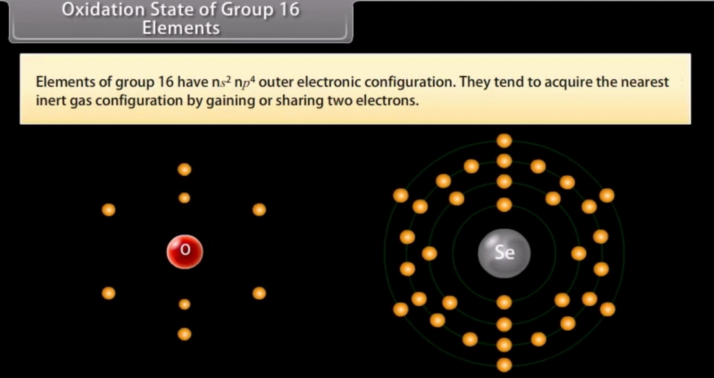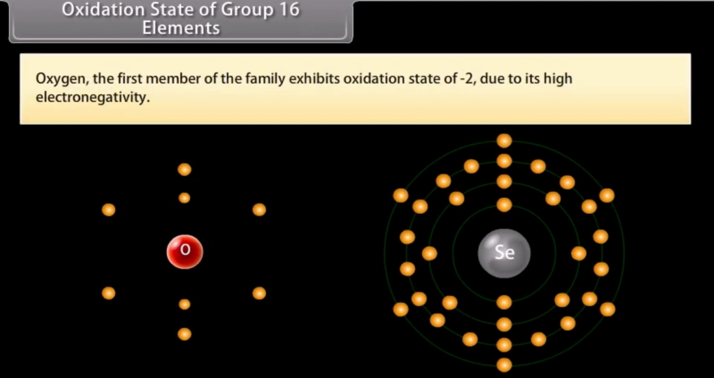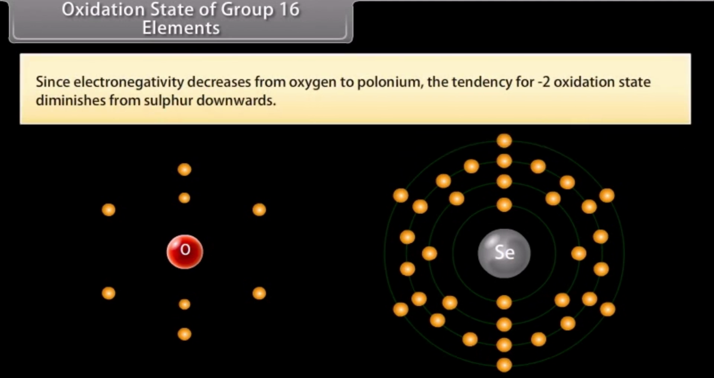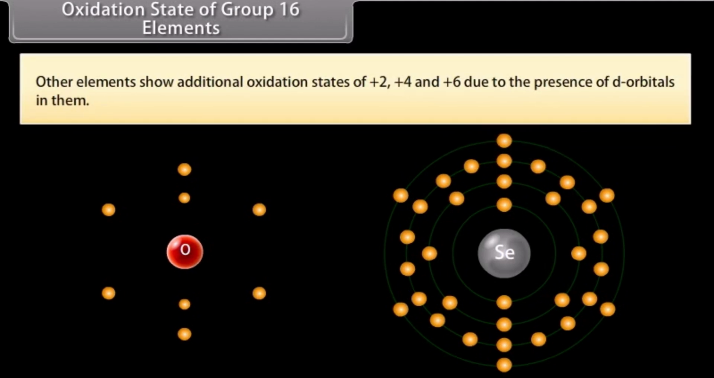Oxidation state of group 16 elements. Elements of group 16 have ns2np4 outer electronic configuration. They tend to acquire the nearest inert gas configuration by gaining or sharing 2 electrons. Oxygen, the first member of the family, exhibits oxidation state of -2 due to its high electronegativity. Since electronegativity decreases from oxygen to polonium, the tendency for -2 oxidation state diminishes from sulfur downwards. Other elements show additional oxidation states of +2, +4 and +6 due to the presence of d orbitals in them.